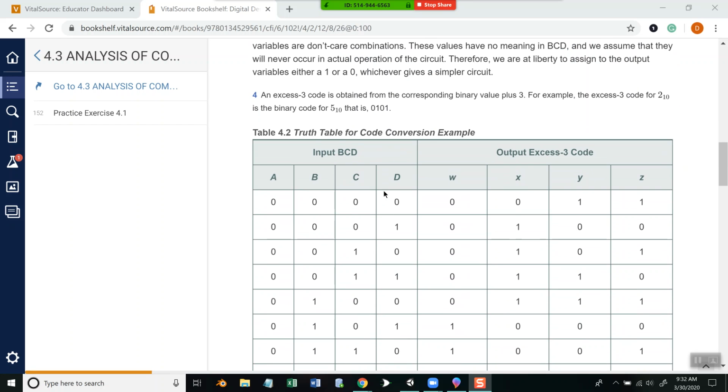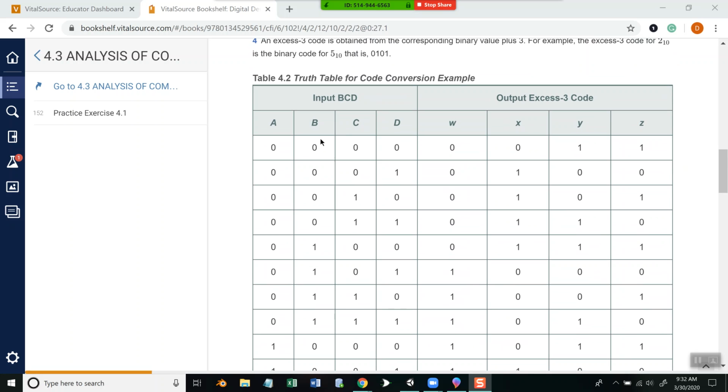Here's an example. First off, we got a truth table for the code conversion. So here's our BCD, and again, this is a way you can represent data. And we got our A, B, C, D values here. And if you want to convert that to the output XS3 code, then this would be the conversion that would take place.